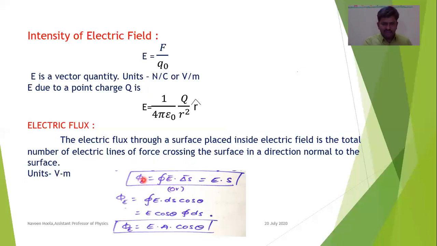Here you can say phi E by S is equal to E. That means flux density is nothing but electric field intensity. That is the relation between flux density and electric field intensity. If we have a clear idea about the intensity of electric field and flux density, it is very useful to understand Gauss law.